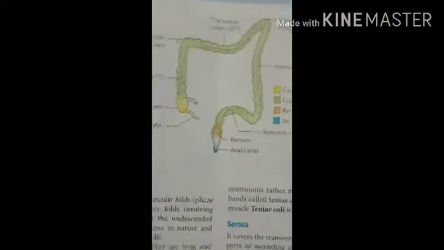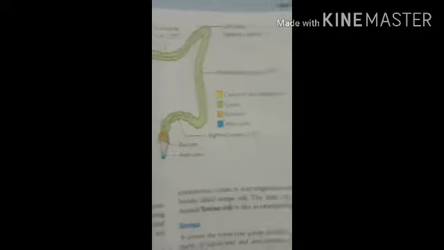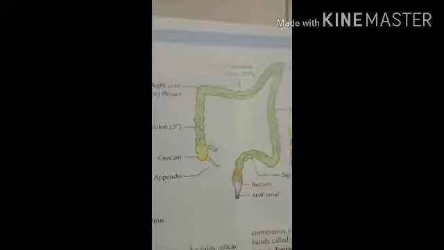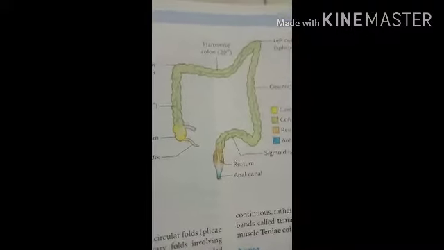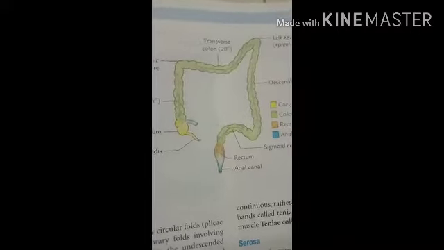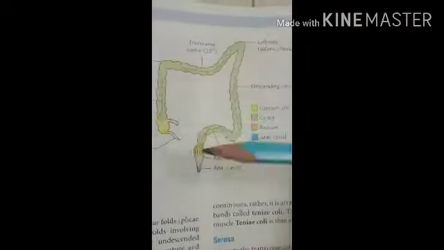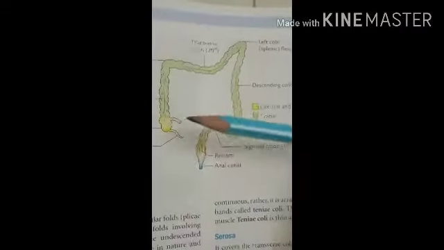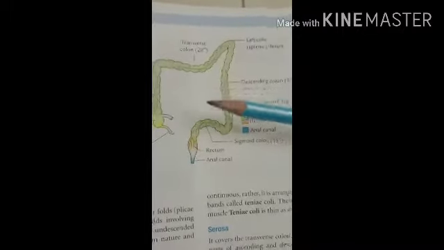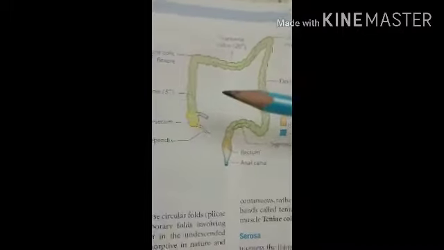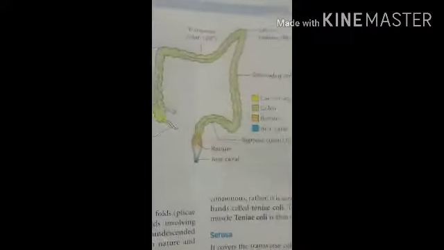After that we have to see the structure of the large intestine. The structure of the large intestine is very different compared with the small intestine. Like the small intestine, the large intestine is also made of four layers from inner to outer side: the mucosa, submucosa, the muscular layer and the serosal layer or the adventitia. So let's see the mucosa.